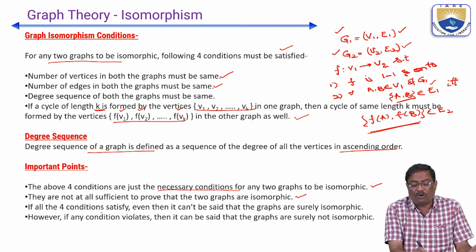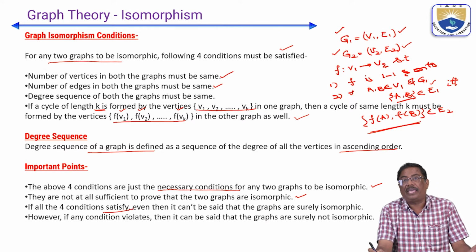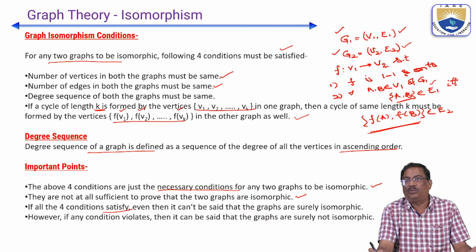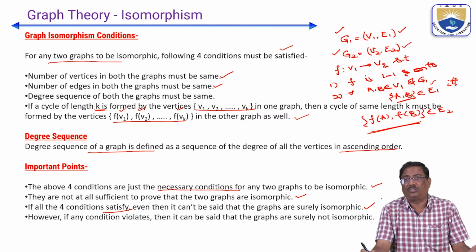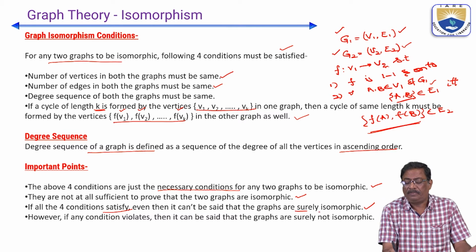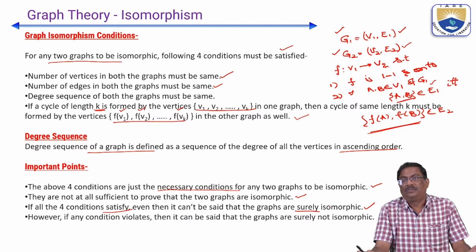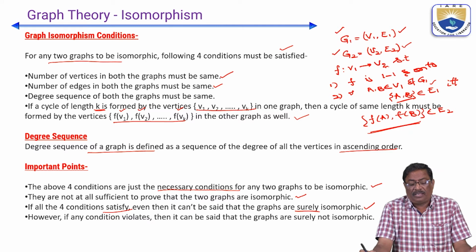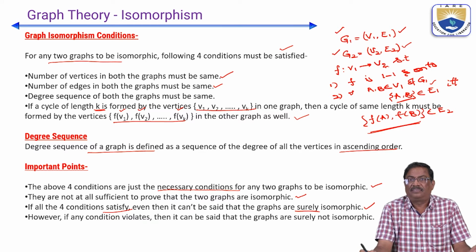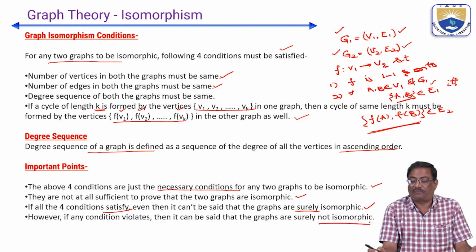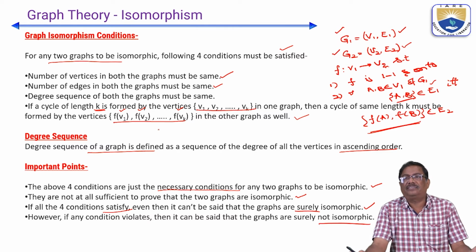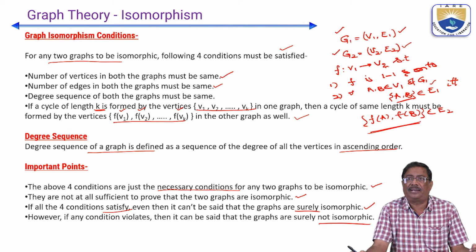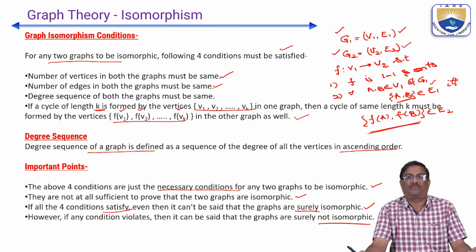If all four conditions are satisfied, even though the graphs may not be isomorphic, surely you cannot say that the graphs are isomorphic. However, if any condition is violated, then we can say the graphs are surely not isomorphic. Among the four conditions, if any one is not satisfied, we can directly say the graphs are not isomorphic.